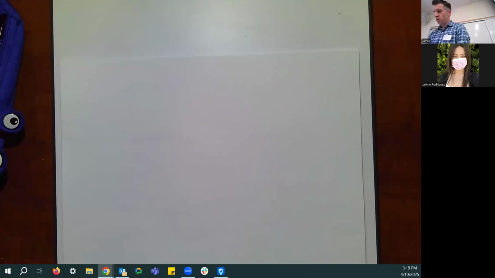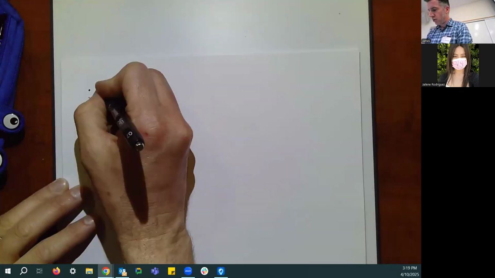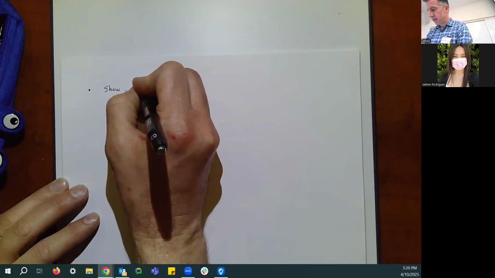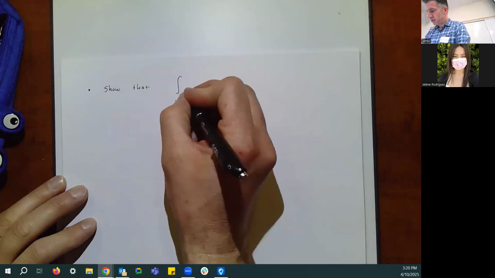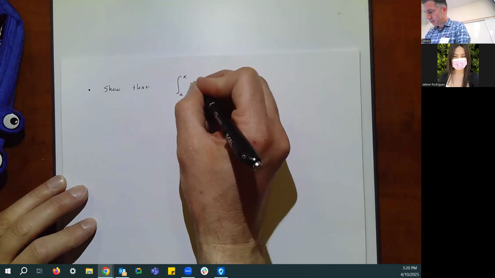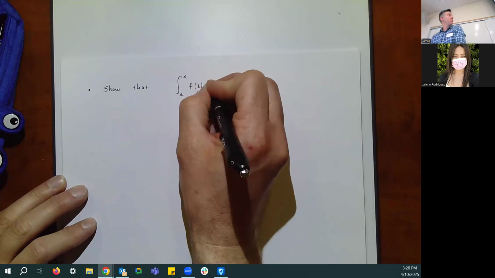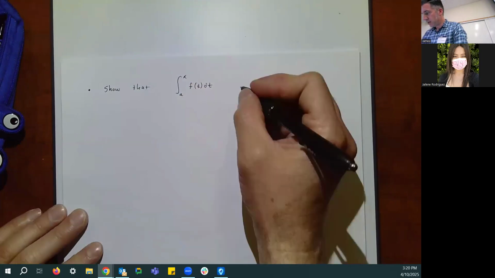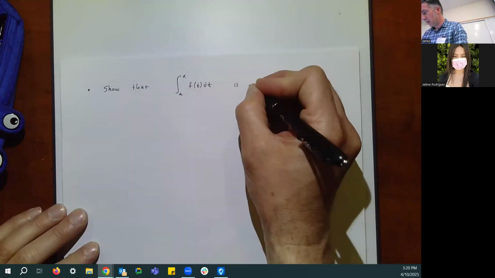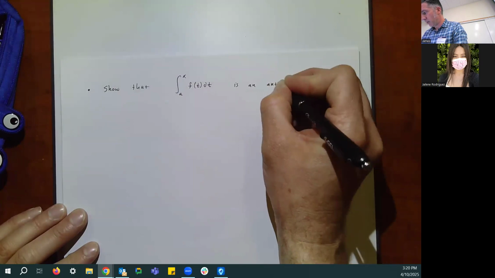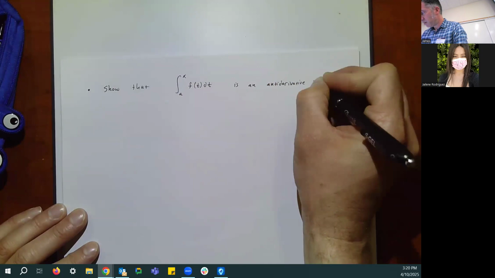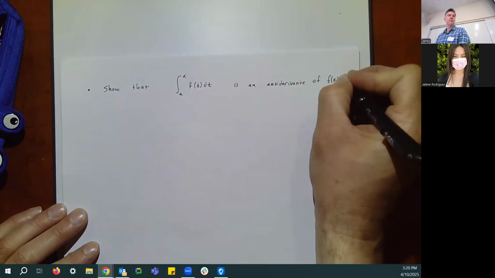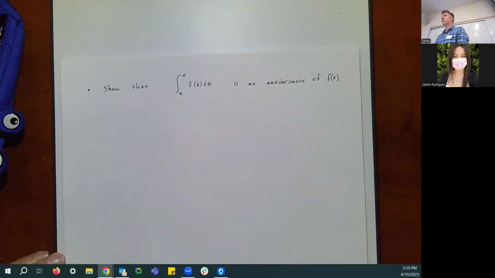Here's another way of showing. So what are we trying to show? We want to show that this really and truly is an antiderivative of f of x. That's kind of the whole goal.